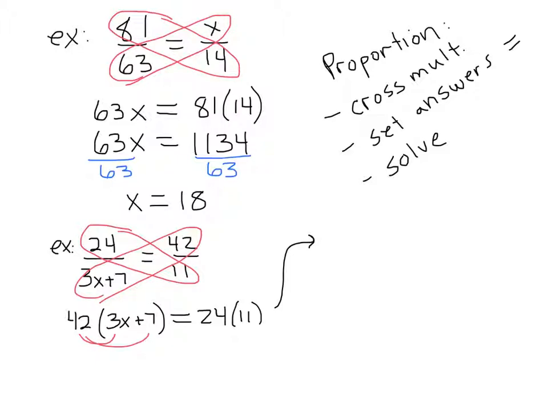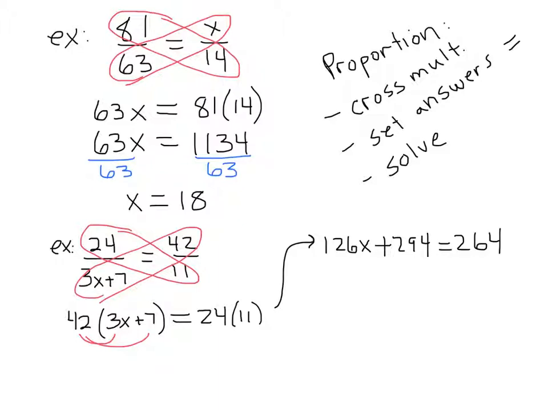I don't have a lot of room, so I'm going to go over here now. You might have room on your paper. 42 times 3x, I believe that's 126x, plus 42 times 7. 42 times 7 is 294. And that equals, on the other side, 24 times 11. And 24 times 11 is 264.